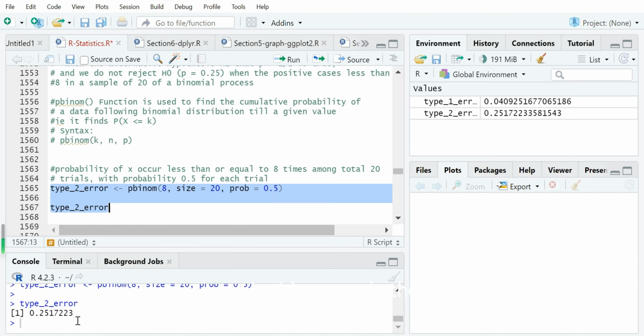So in this example, the beta, or type 2 error, is about 0.25. It's quite large. So with about 25% probability, you will not reject the H0 when actually H0 is false.